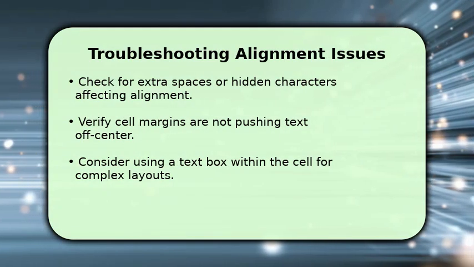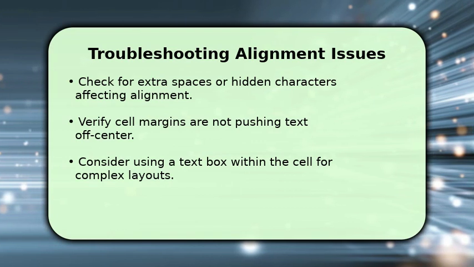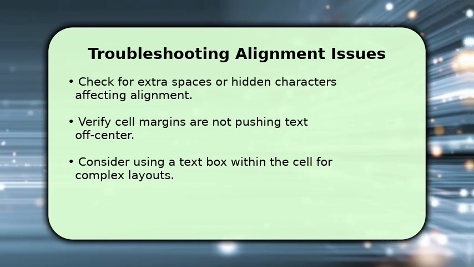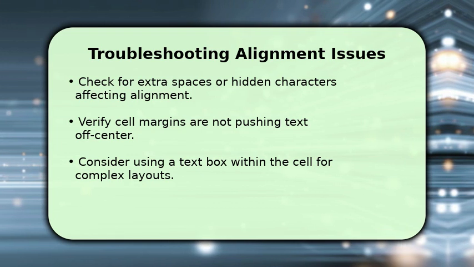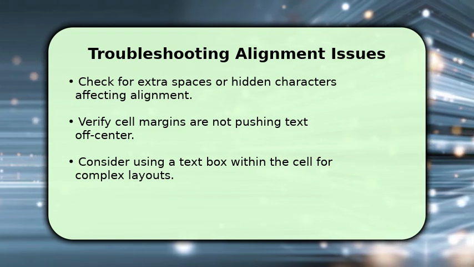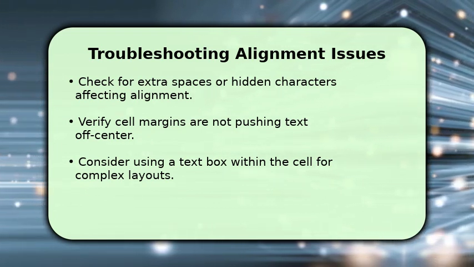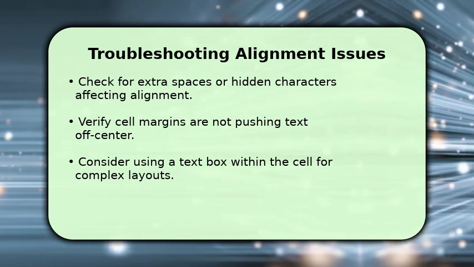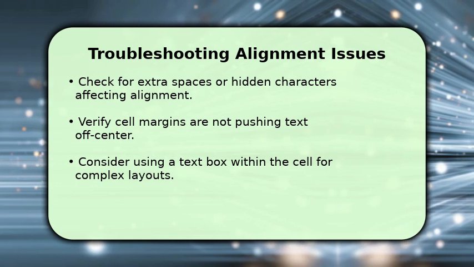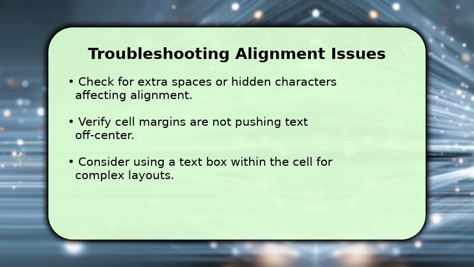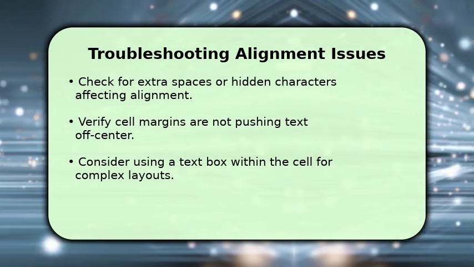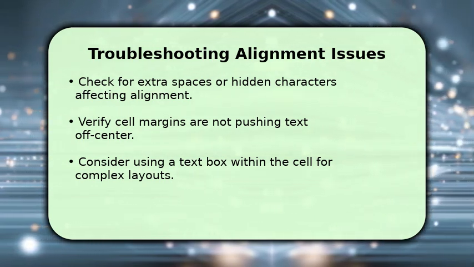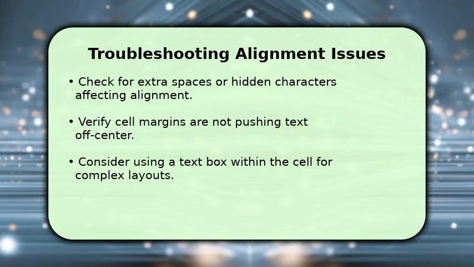Sometimes, text might not appear perfectly centered even after applying the settings. This could be due to extra spaces before or after your text, so delete any unnecessary characters. Also, check the cell margins in Table Properties. Large margins can make text seem off-center. If you have a very specific layout need, inserting a small text box into the cell and centering the text within that box can offer more control.